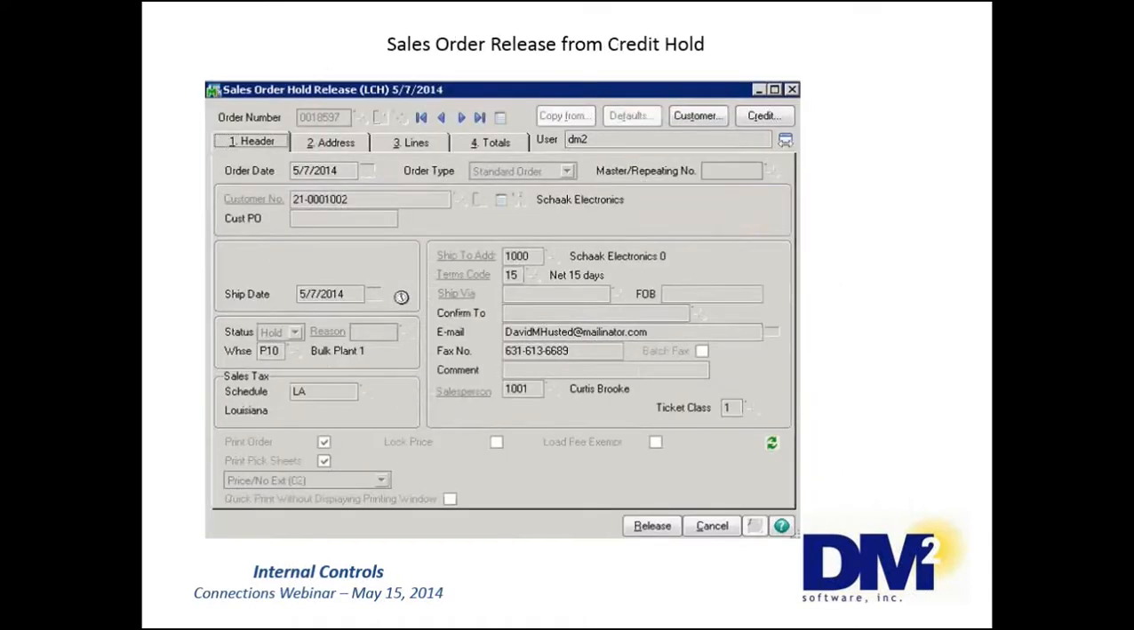When you do have on-hold situations that arise during the normal course of business, designated personnel will have the ability to review the customer's account and, when deemed appropriate, release the orders from hold in the sales order hold release window.